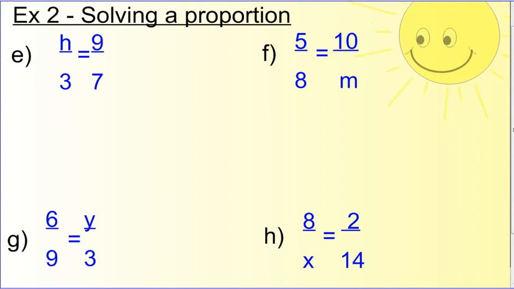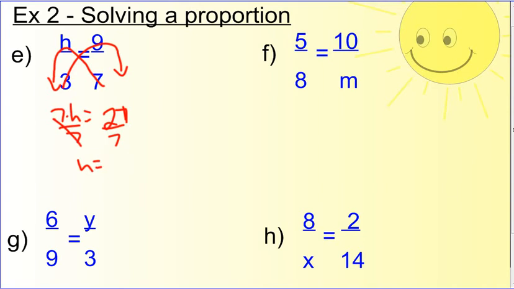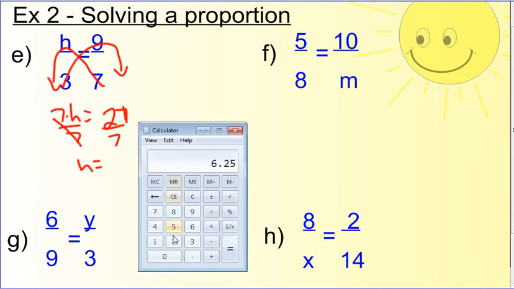All right, here we go. We'll change color. Let's multiply 7 times h is 7h. 3 times 9 is 21. No, 27. Divide by 7 here, divide by 7 here. These cancel. H equals 27 divided by 7. 27 divided by 7 is, let's call it 3.86.